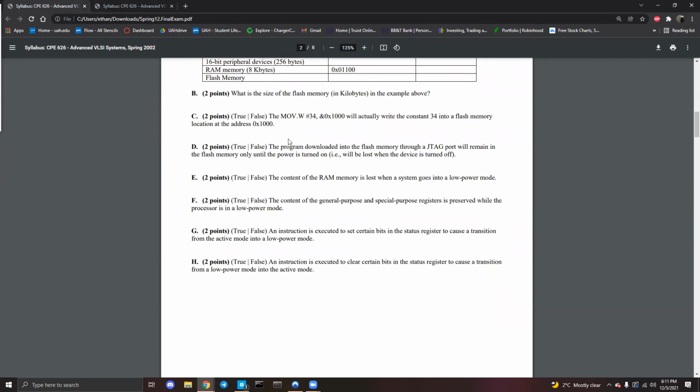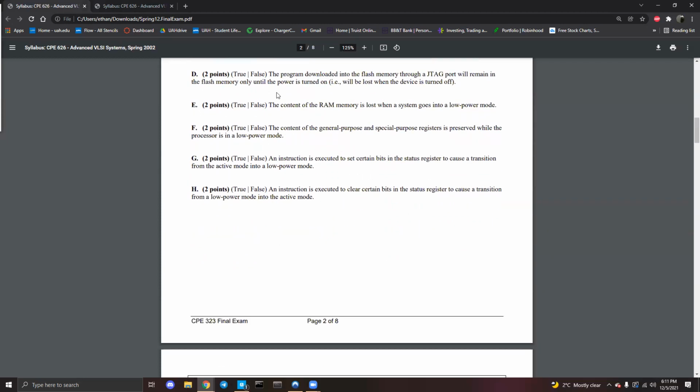Now you got some true and false. The move.w, so word move of immediate 34 into this will actually write the constant into flash memory. No, you can't do that. You're not writing stuff into flash during runtime because then you're just going to overwrite your program, and then Milankovic will frown upon you. So next, the program downloaded into flash memory through JTAG port will remain in the flash memory only until the power is turned off.